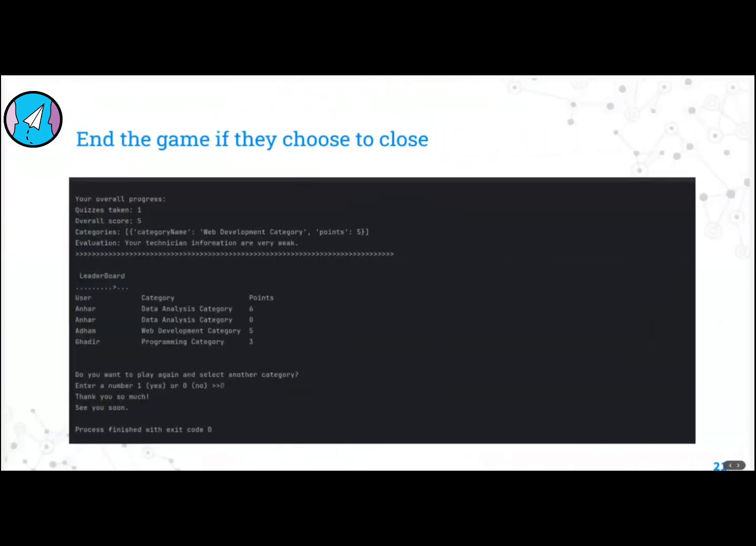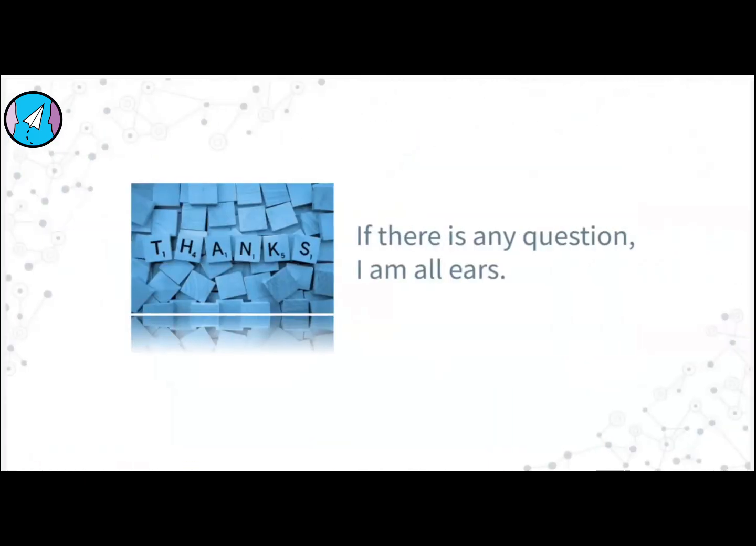After that, the game will be repeated, and if the user wants to continue, or if another user wants to enter, for example, here Anhar, Adham, Ghadir, they tried this quiz and they are in the leaderboard. Every user has his overall progress. He knows which category he is good at and which one he is not good at. And if the user wants to finish the game, the program will thank them and wish to see them soon. So I think this was the last slide.